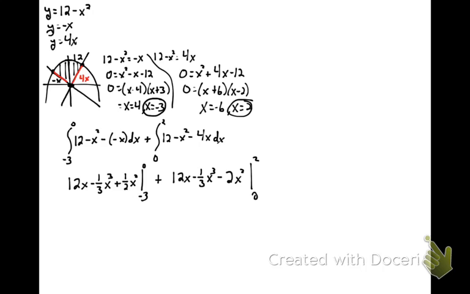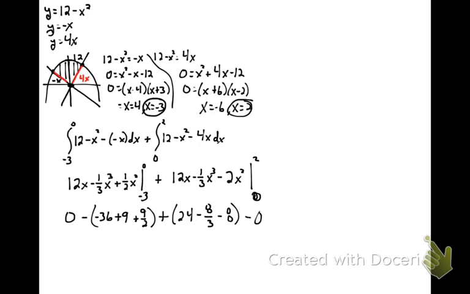If I evaluate these, first part it'll be 0 minus, substitute in -3, so that's -36, what's that, -27, so plus 9 over 2, plus, substitute in 2, so this will be 24 minus 8/3 minus 8, and I'm substituting in 0 again, so minus 0. This is a funny looking 0, but it is a 0.